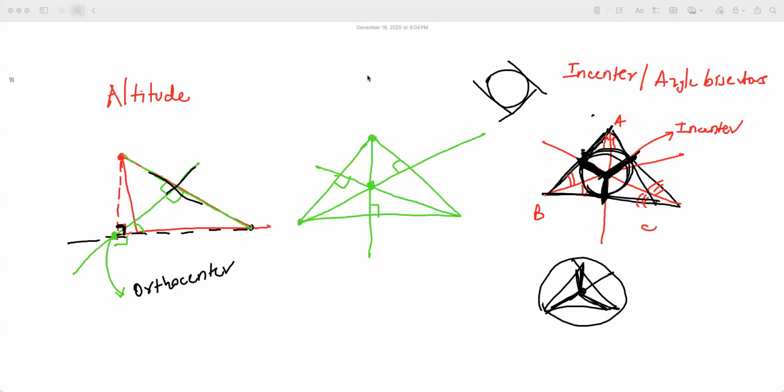Altitude of, yeah, go ahead. Could you put it back? Oh, sorry. One minute, ma. Yeah.